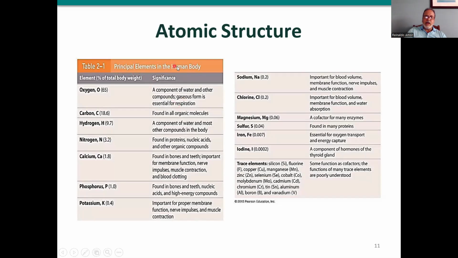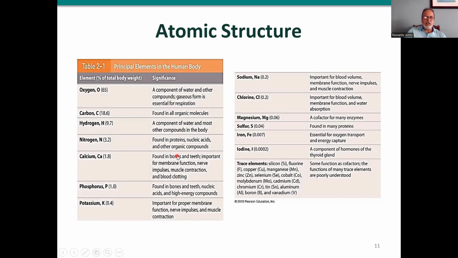Now here, this table shows you the principal elements in the human body. They're listing the elements and the percent of the total body weight that these elements contribute. Oxygen is 65% of the body weight, so oxygen is in pretty much every molecule. Calcium is 1.8 percent of total body weight. Calcium is the most abundant mineral, but it's not the most abundant element. So you need to interpret that, and you can see the significance of these elements.